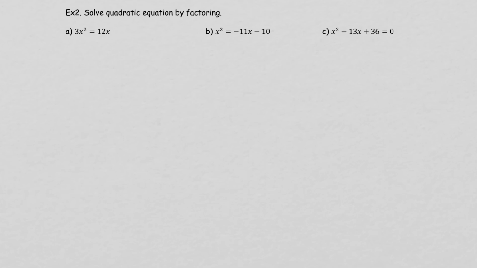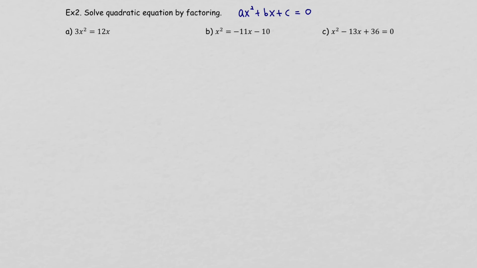Whenever we want to solve quadratic equations by factoring, we want to have the quadratic equation in standard form. And standard form looks like this: ax squared plus bx plus c equals 0. So descending order on the left side, and the other side equals 0. Set one side equal to 0, and the other side will be in descending order.